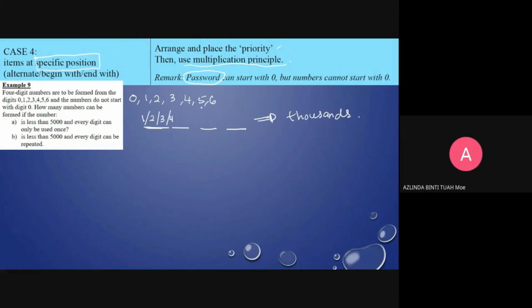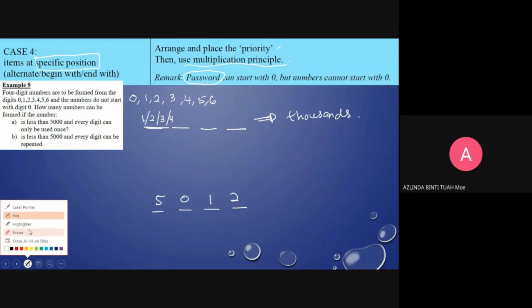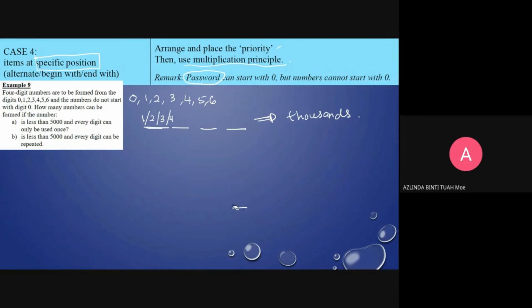Ingat dia, kita tak boleh letak 5. Sebab contoh kalau saya letak 5, saya letak nombor lain di belakang, dia dah jadi 5,012, which is more than 5,000. So kalau nak less than 5,000, 5 tidak boleh berada di depan. Okay, ini yang saya maksudkan dengan arrange and place the priority. So saya dah letakkan priority di first place, first digit. So how many choices? 1, 2, 3, 4. 4 choices to be arranged in one place.